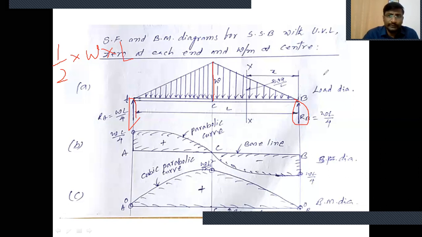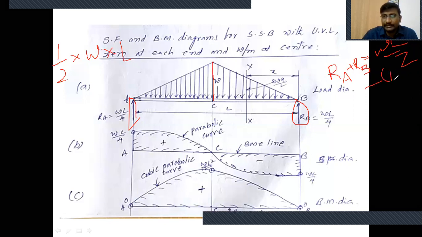So this total wL by 2 is acting in the downward direction. Therefore, RA plus RB is equal to wL by 2. Clear, students? This is one of the static equilibrium equations, sigma Fy equal to 0.